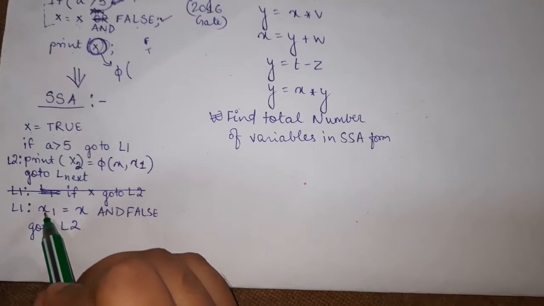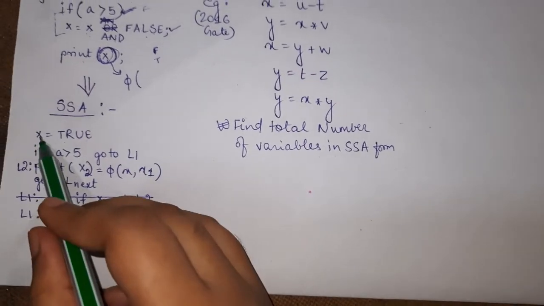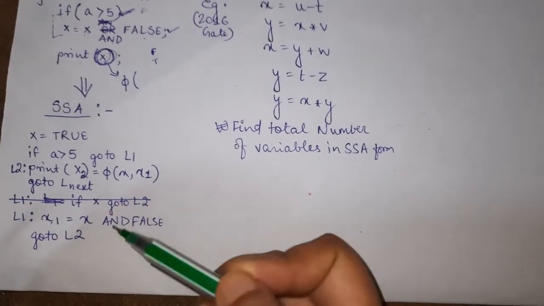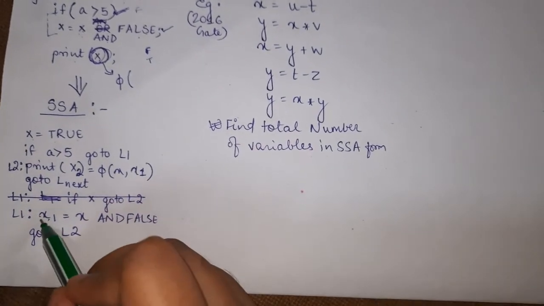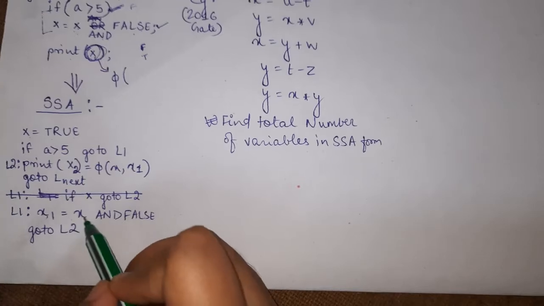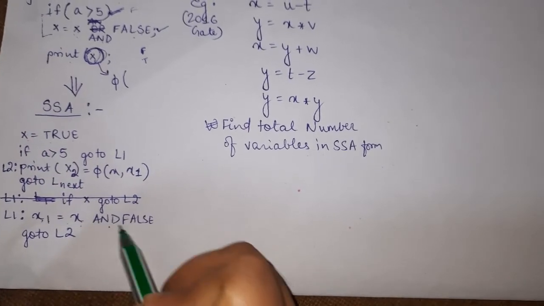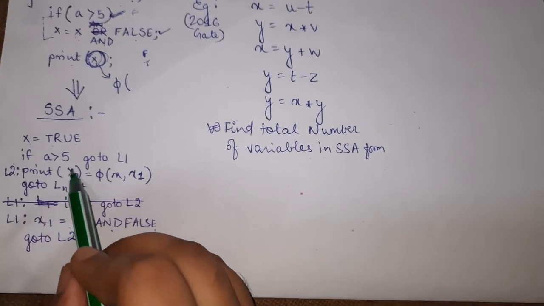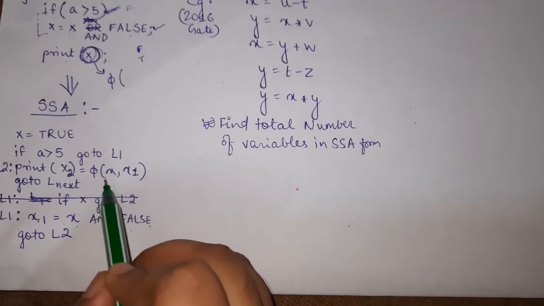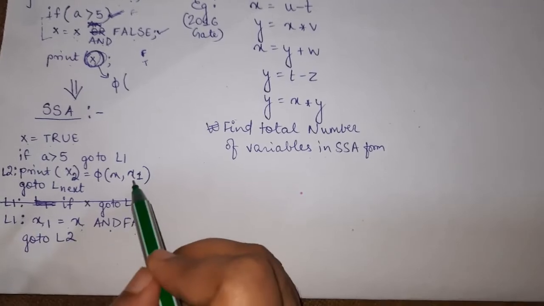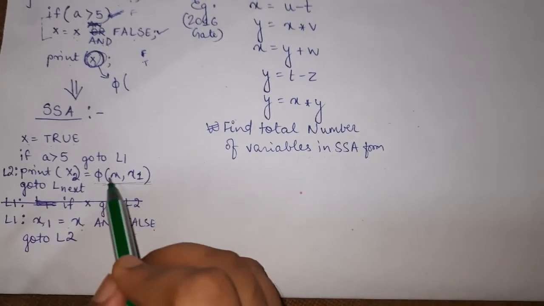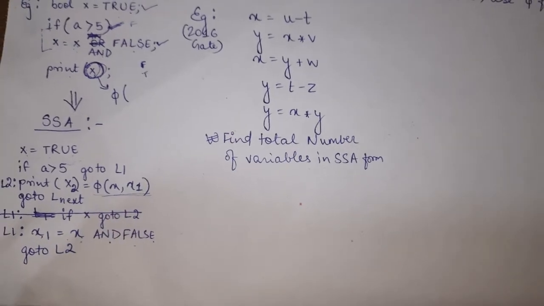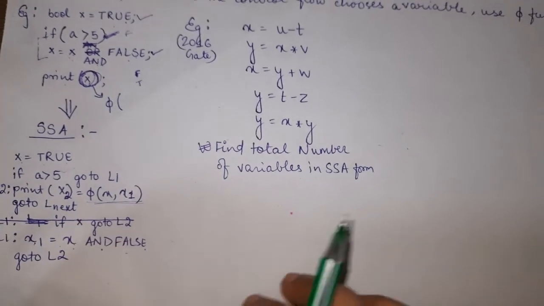In L1 a new variable, because again I cannot write x. In SSA form, LHS should be a new variable, not a repetitive one. So x1 equals the previous x value and false. And here while printing I need x2 equals phi of x and x1. So this will merge. Depending upon this condition, this variable will change, and the x2 variable will be printed accordingly.